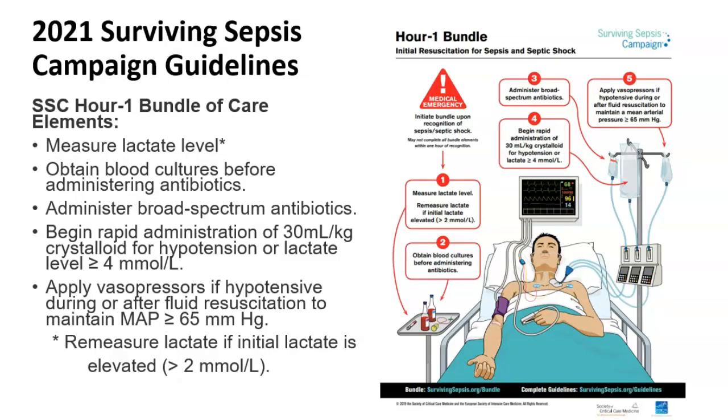So right here we have the 2021 Surviving Sepsis Campaign Guidelines, and the Hour One bundle is listed here for you. And basically, it is based on the lactate level, making sure we get cultures before administering antibiotics, and we give broad spectrum antibiotics at that time. And then there you see the 30 milliliters per kilogram crystalloids for hypotension or lactate greater than 4, and then vasopressors to keep the MAP greater than 65. The goal in the golden hour is to have those antibiotics administered.